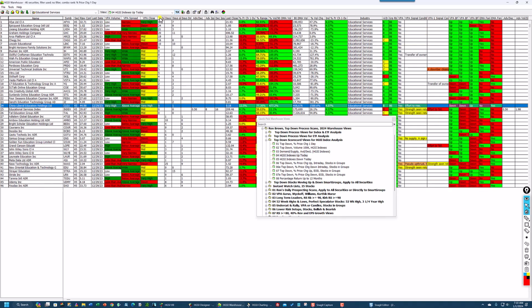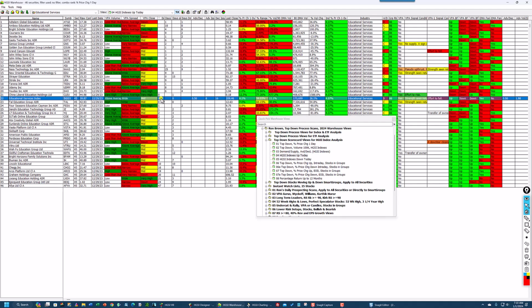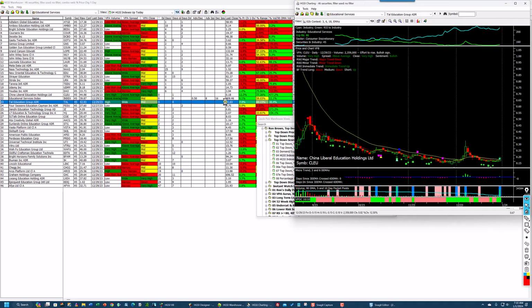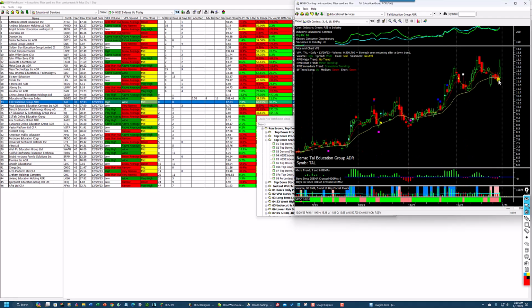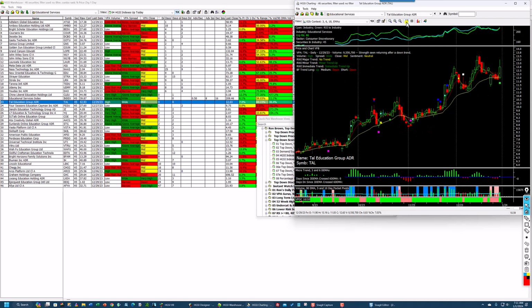If I sort on the days since, put these zeros together. Here's the index. Here is a stock, $12.63. It's crossing over. Let's take a look at it. And this is a potential trade here. It has a group rank of 86. If I open this up, I can see it has an RS of 94.